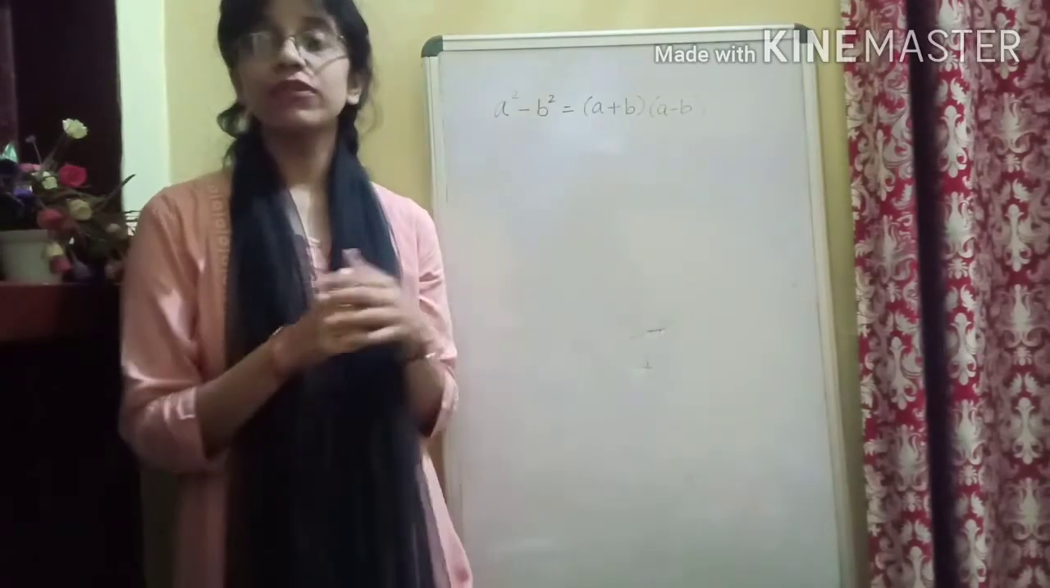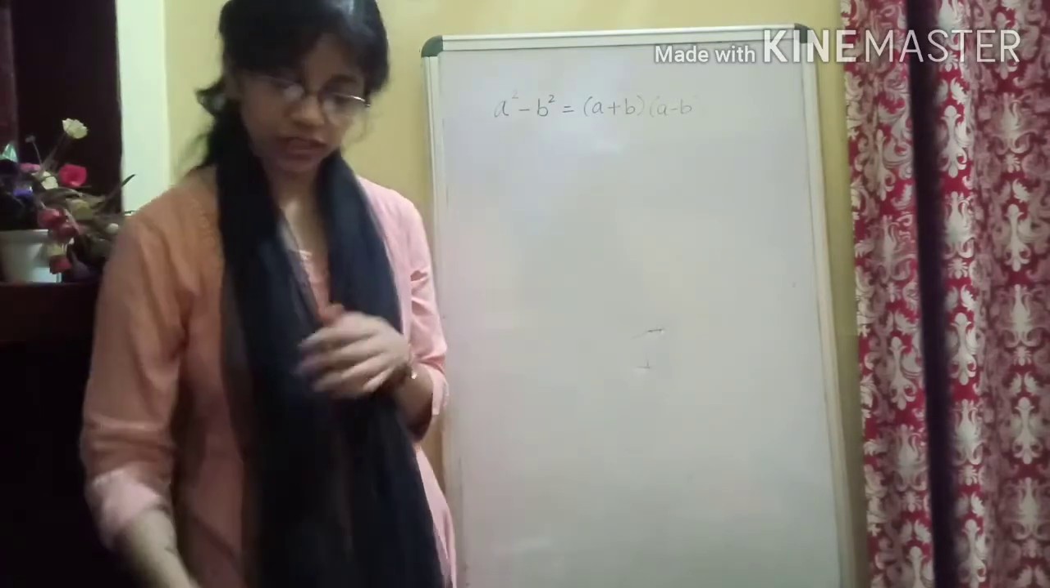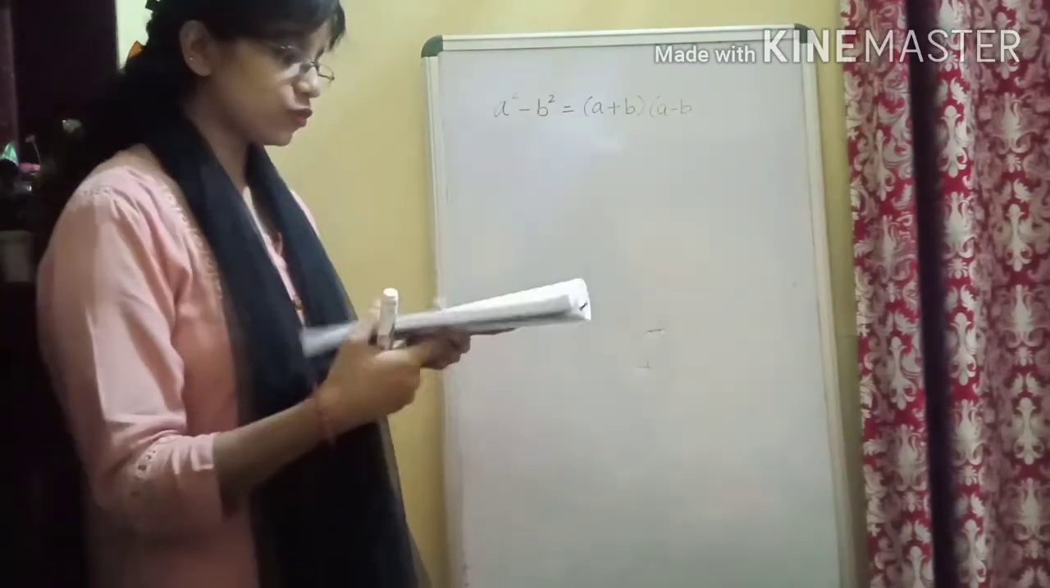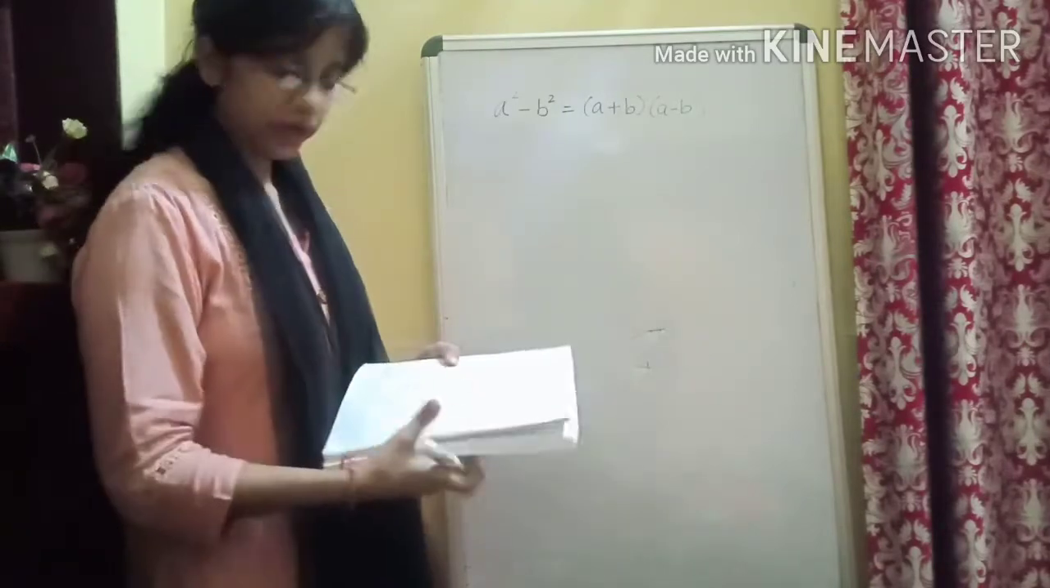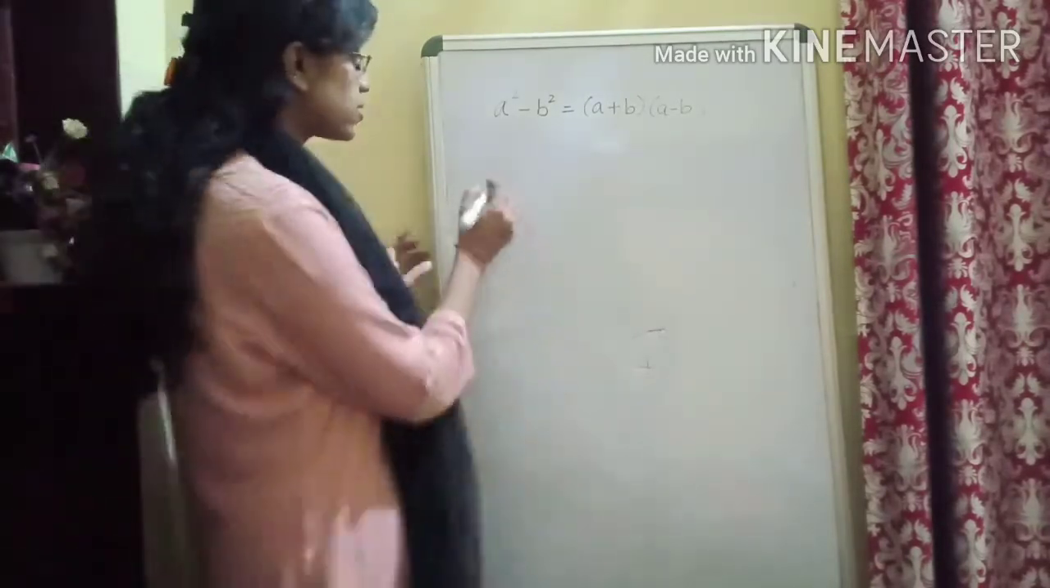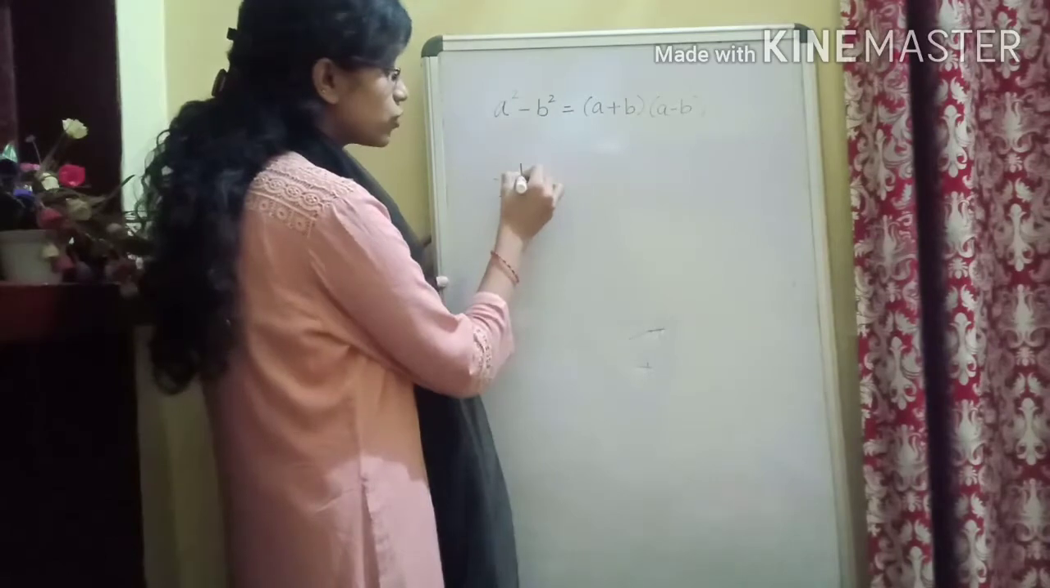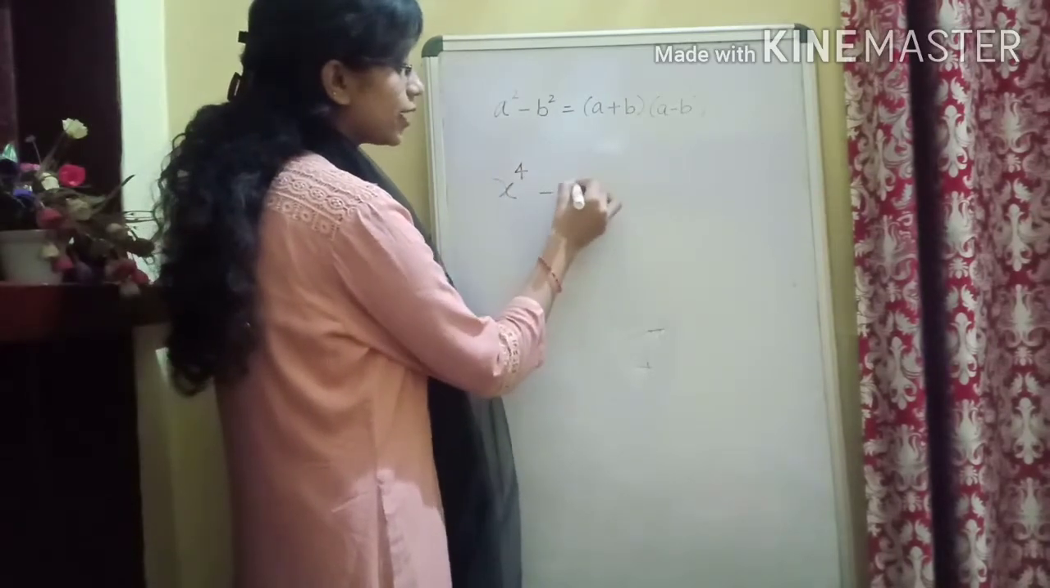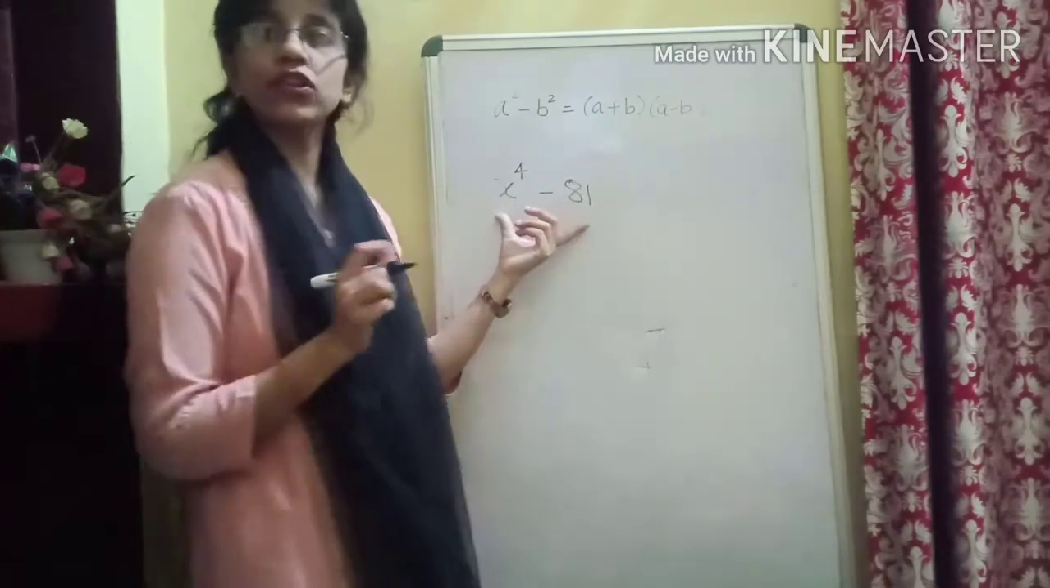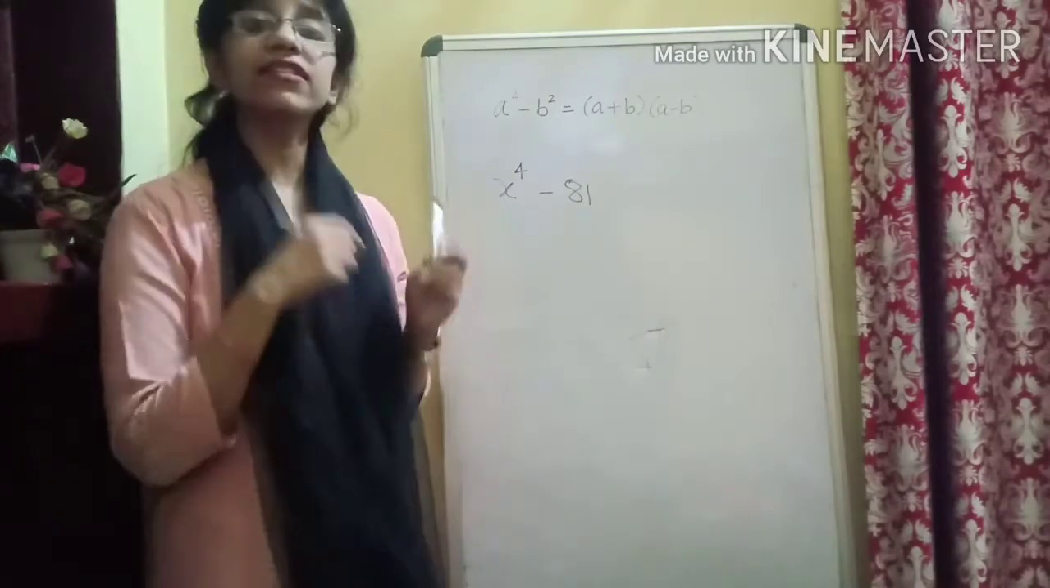We have taken some of the questions. Let's take some more questions so that it is clear to you all. Now here is one question I am going to take. The question given is x to the power 4 minus 81. So this is your given question and they are asking you to factorize it.